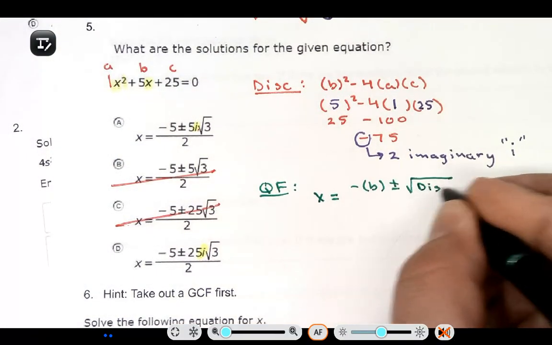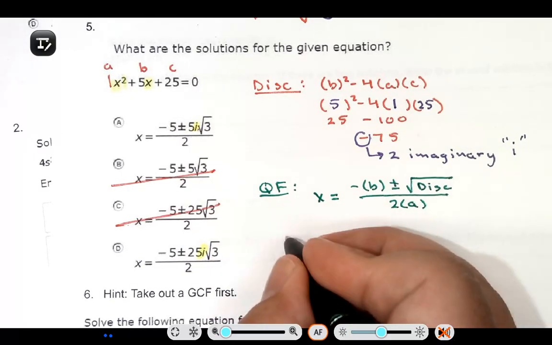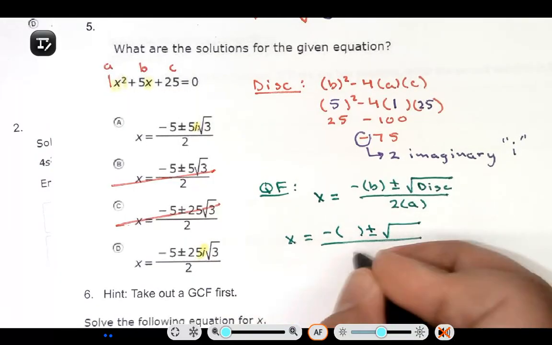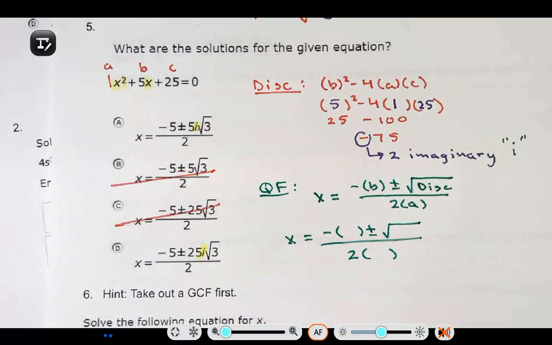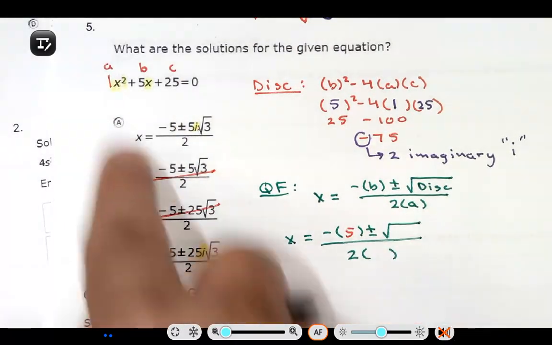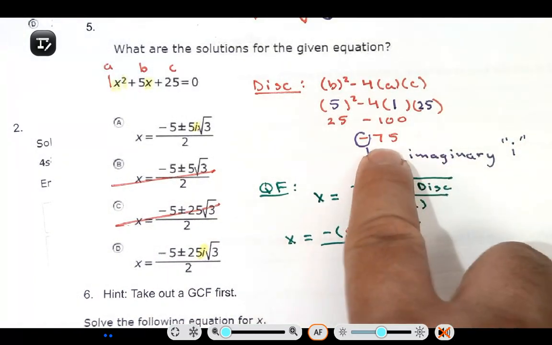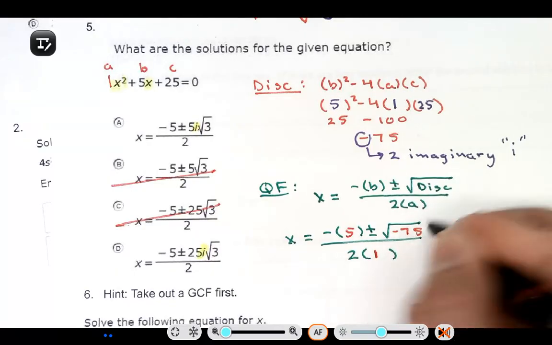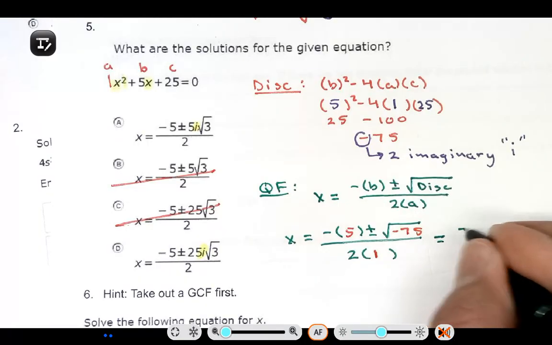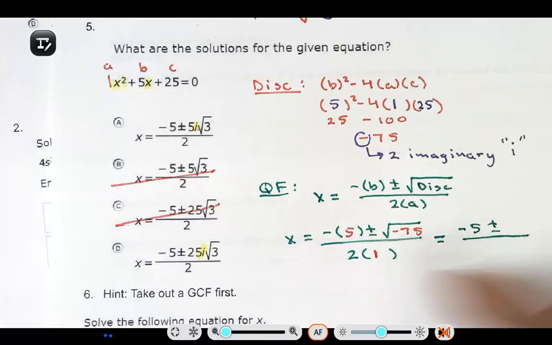It's my discriminant that you just found right there, all over 2a. So here it is. X is equal to negative b, plus or minus the square root of the discriminant, all over 2a. All right, so my b value we said was 5. My a value was a 1. And my discriminant, well, don't forget, you already found it. It was negative 75. And so in my next step, all I have to do is go negative 5, right? Negative times a positive, plus or minus the 2 at the bottom.